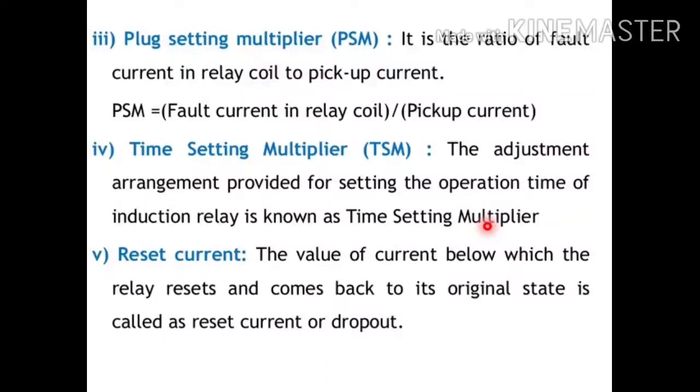So what happens when the relay is going to detect the fault? Once the relay detects the fault, it sends the signal to the circuit breaker so that the circuit breaker is going to trip, right? After all the process, the relay has to reset back to its original preset value. That is the reset current. The value of the current below which the relay resets and comes back to its original state is called the reset current or dropout.